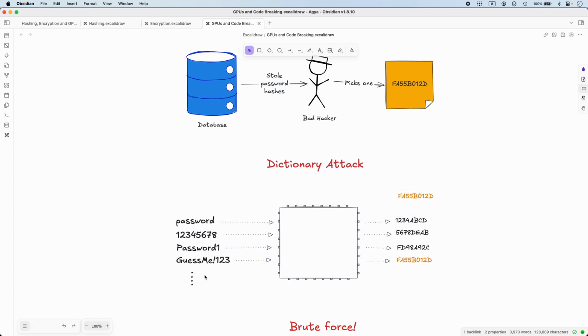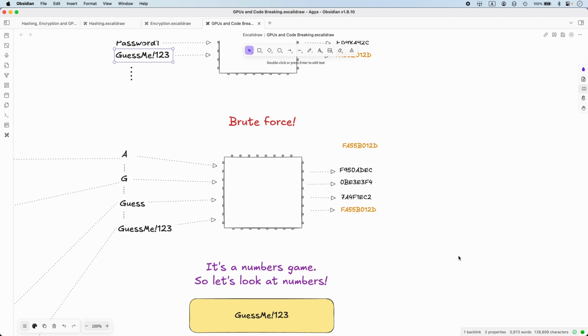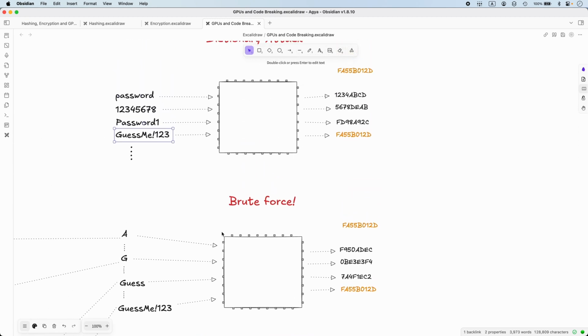A list of passwords exists which probably a normal human being would have used, and they go on trying, and if one matches, the hashing algorithm produces the same hash as this. Even if it was a hash collision, it's good enough, right? It will get to the service. He'll be able to break into your account. Now coming to brute force, right? Brute force is brute.